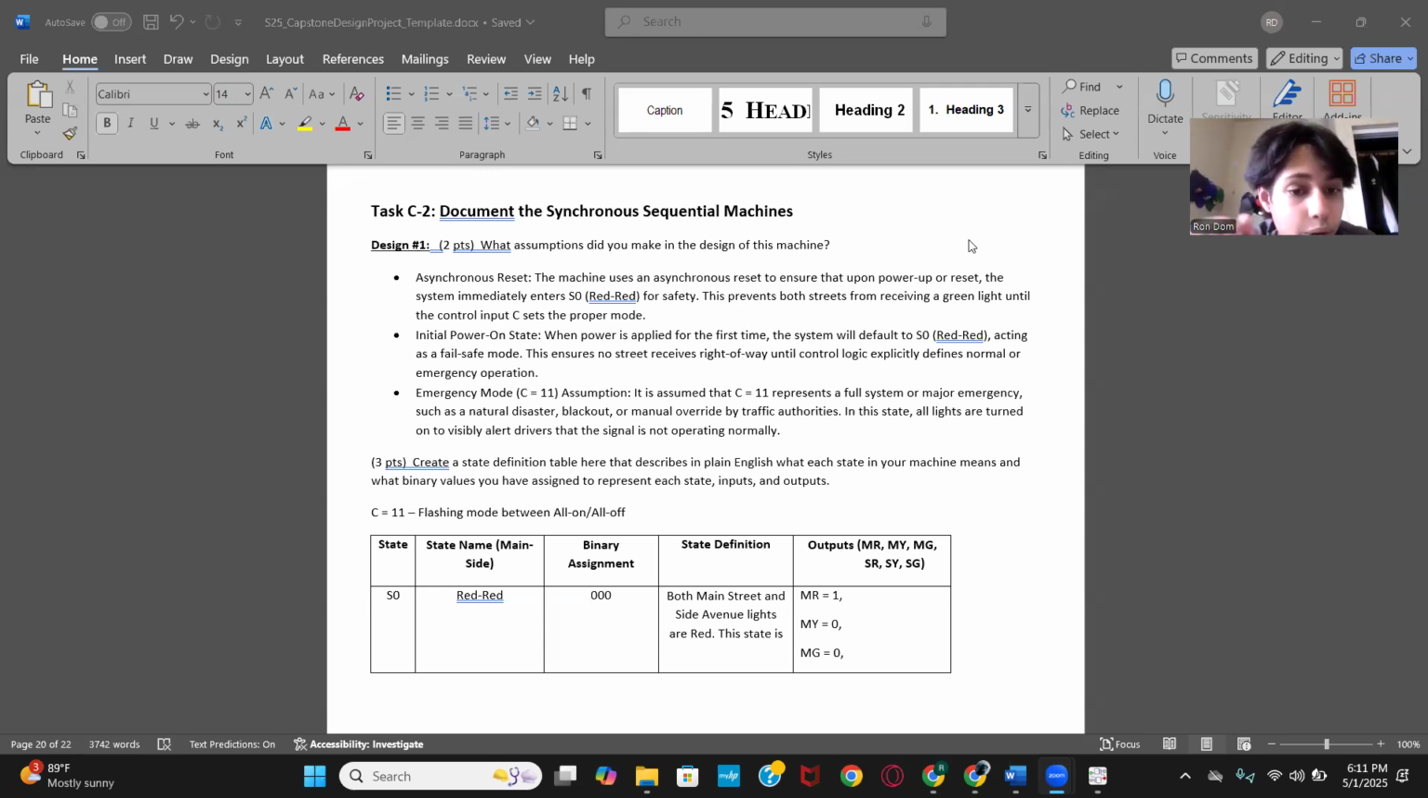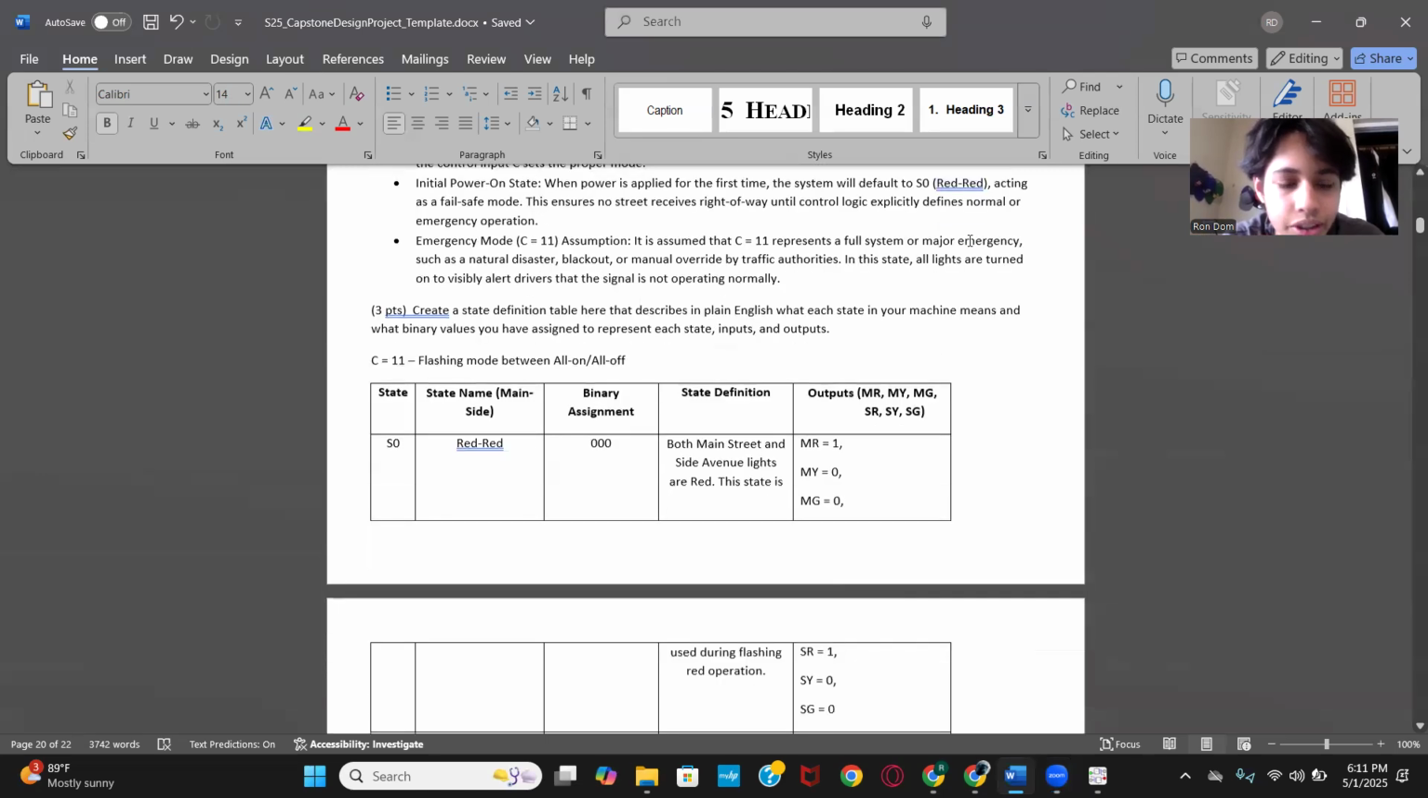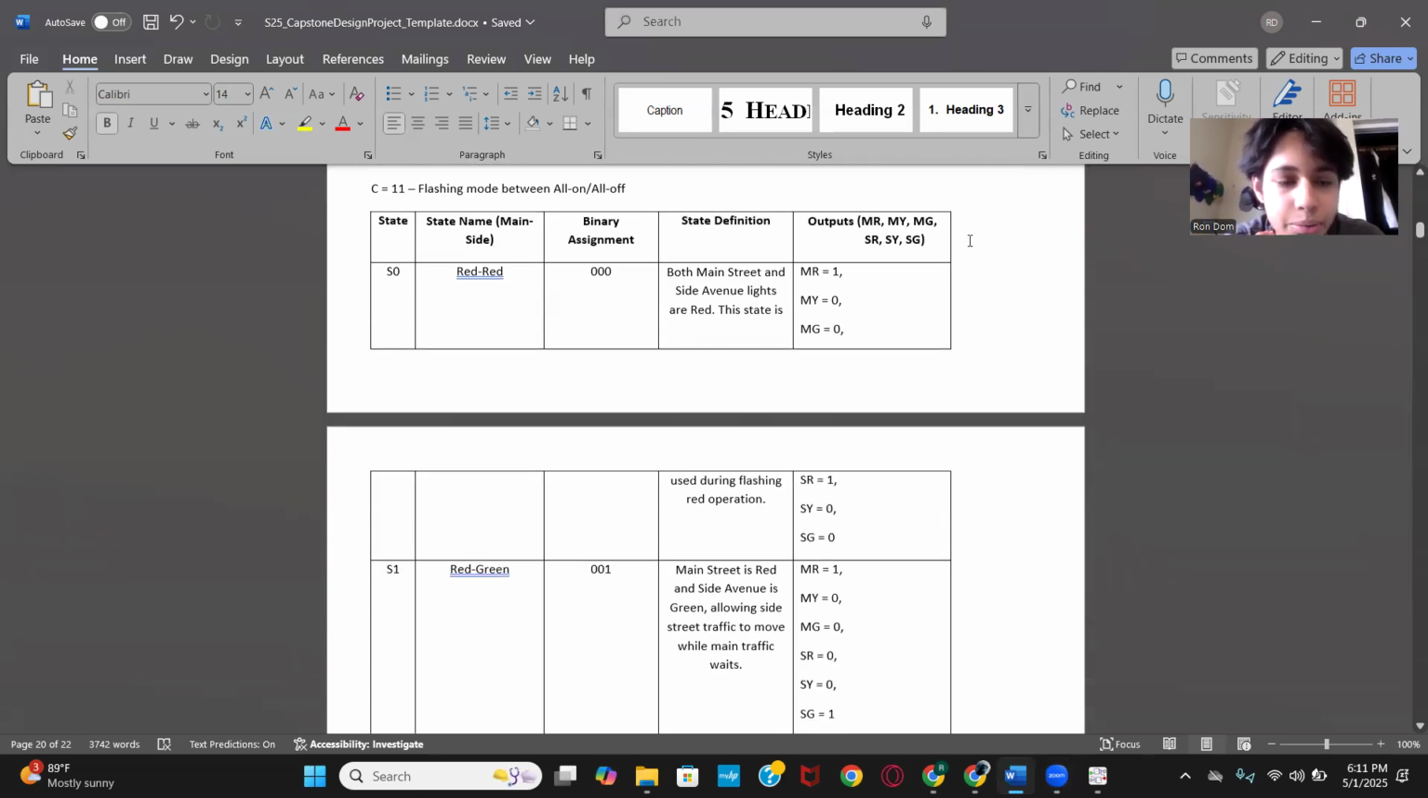And our emergency mode, which is the main differentiating factor of this circuit, was for C equals 11. It represents a full system or major emergency, such as a natural disaster or blackout. And in this state, lights are turned on, and then all off to alert drivers that the signal is not operating normally. So here you can see my state definition table.